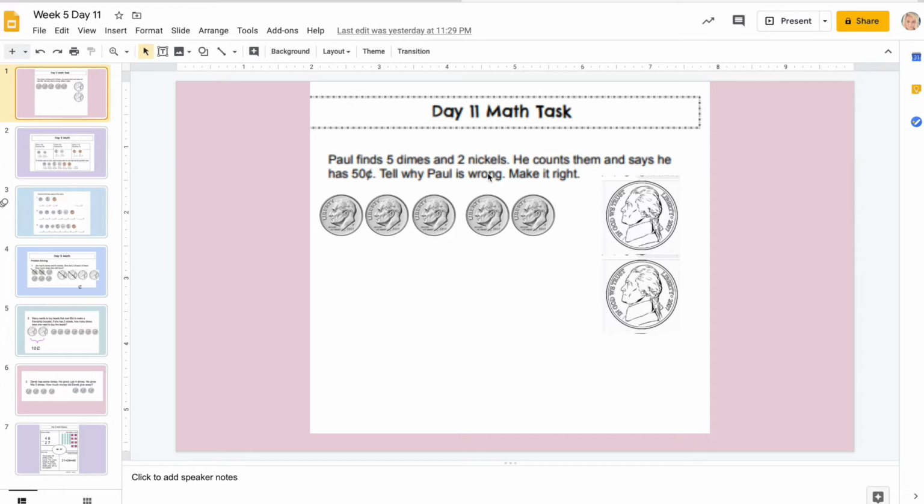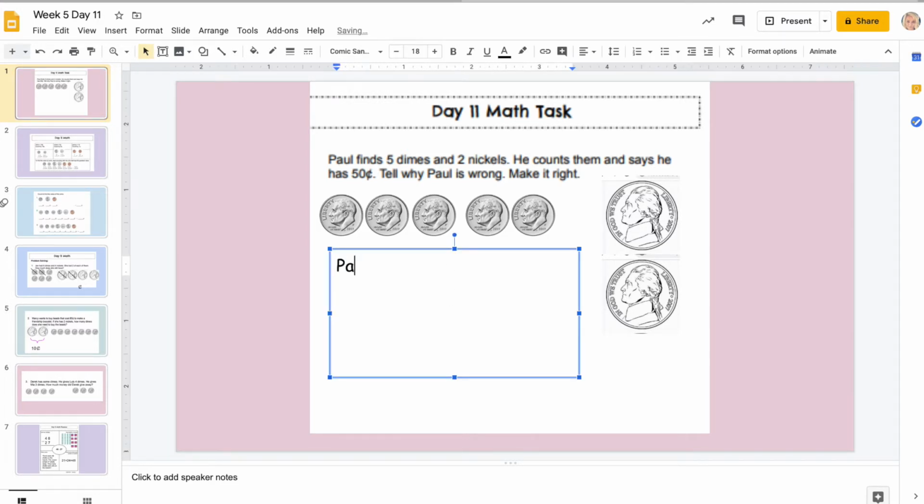So Paul has 60 cents if he has all of those coins, and Paul says he has 50 cents. We need to tell why Paul is wrong. Paul is wrong because he actually has 60 cents. If we count up the 5 dimes and the 2 nickels, it equals 60 cents. So that's why Paul is wrong. And to make it right, we would just need to cross out those nickels. That would be one way to make it right, if Paul just kept the dimes.